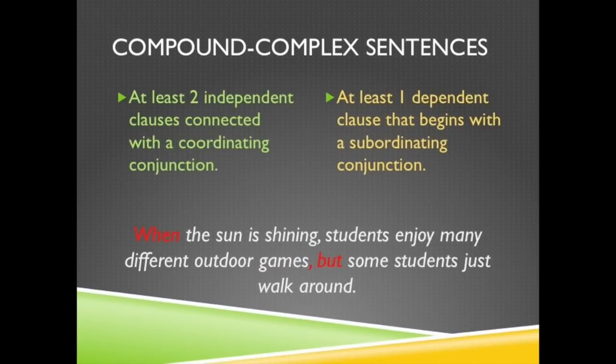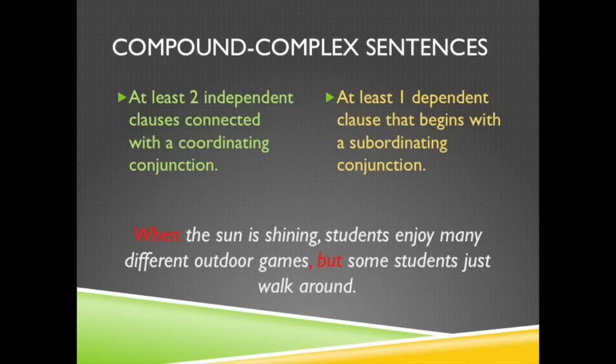So we're putting together what we've learned about compound sentences and complex sentences to make one compound complex sentence. A compound complex sentence has at least two independent clauses connected with a coordinating conjunction. This is the compound part, and that coordinating conjunction, or FANBOYS, is going to be a big hint for you to find those two independent clauses. The compound complex sentence also has at least one dependent clause that begins with a subordinating conjunction. So again, that subordinating conjunction will be your hint for the complex part of the compound complex sentence.